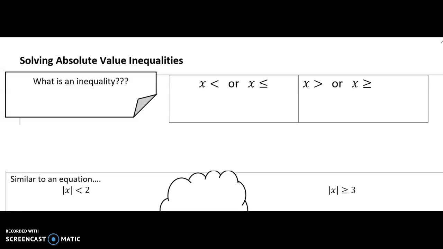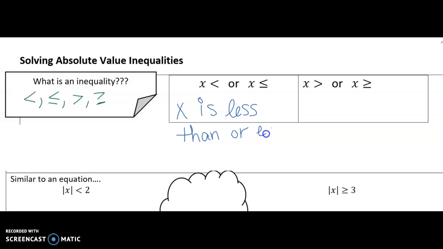What is an inequality? Just to review, an inequality is something that is less than or equal to, greater than or equal to. So those are our symbols that we use in inequalities. We're no longer using equal signs. So just to remind ourselves how to read this, this would read x is less than, and then whatever follows, or x is less than or equal to, if it were the second part. Again, this is just a matter of reviewing how to read it.